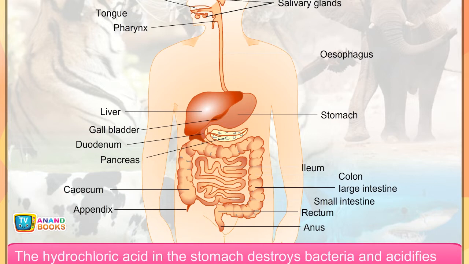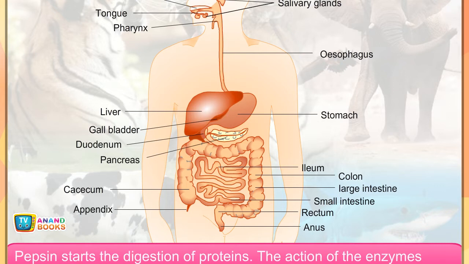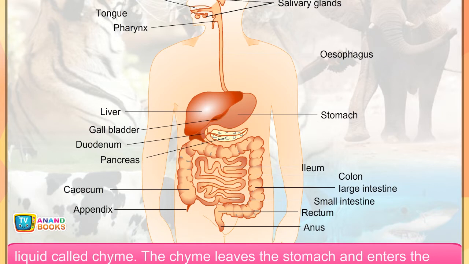The hydrochloric acid in the stomach destroys bacteria and acidifies the food. The gastric juices contain the enzyme pepsin. Pepsin starts the digestion of proteins. The action of the enzymes and hydrochloric acid, HCl, and the churning changes food into a liquid called chyme. The chyme leaves the stomach and enters the small intestine.